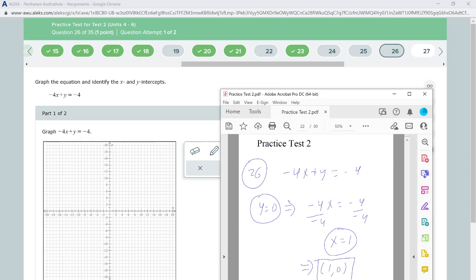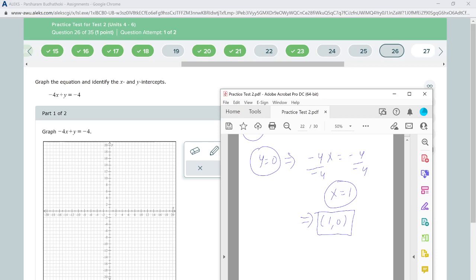So now I'm going to find the y intercept, which can be found by putting x equal to 0 in the given equation. That means y equal negative 4. So 0 comma negative 4 is the y intercept, and then I can use these 2 points to plot the graph. So look at here.